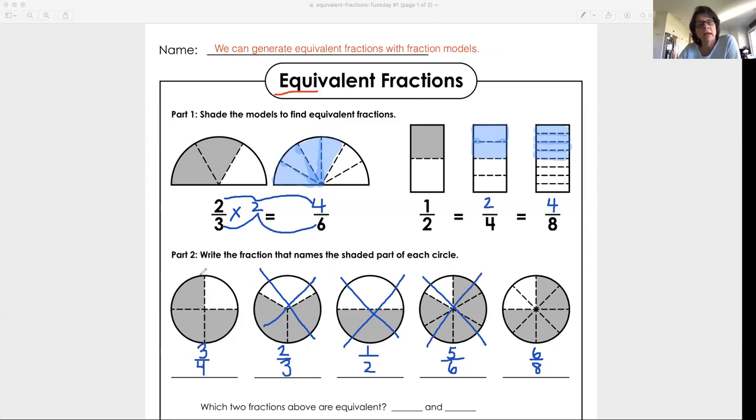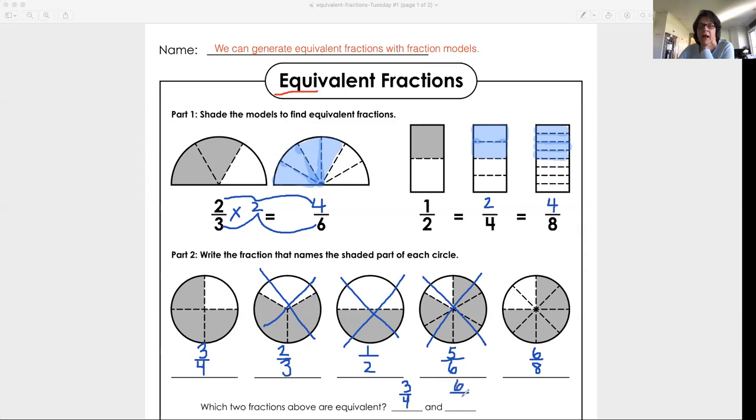But boy, when I look at how much of this is shaded and how much of this is shaded, it looks like the exact same amount. They both have the same amount that is left unshaded. Sometimes it's easier for you to look at the unshaded part as well. So when I look at these, it looks like 3/4 has the same amount shaded as 6/8. So which 2 fractions above are equivalent? 3/4 and 6/8.